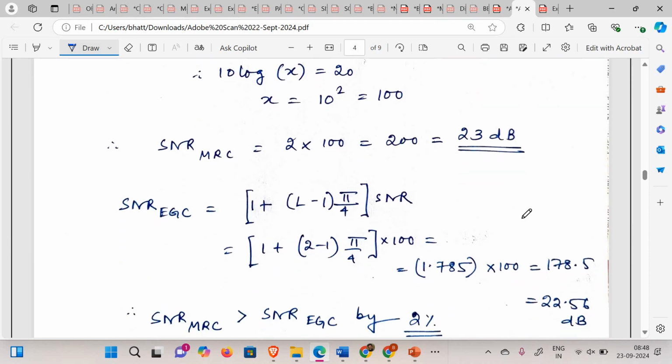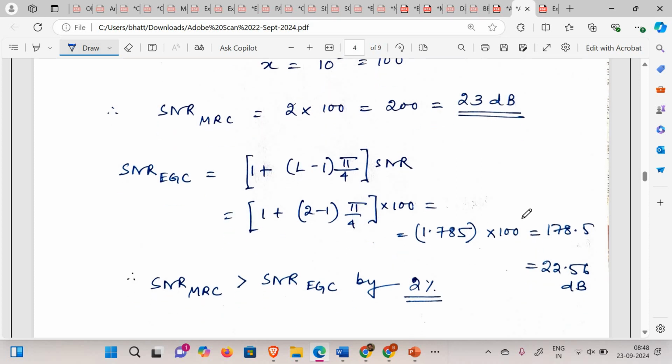That is how the questions usually come, where we compare. For SNR EGC, we have the simple general expression. We substitute the respective values and get around 22.56 dB. You can see just a fractional change. This is 23 dB in MRC, and here it is 22.56 dB in EGC.